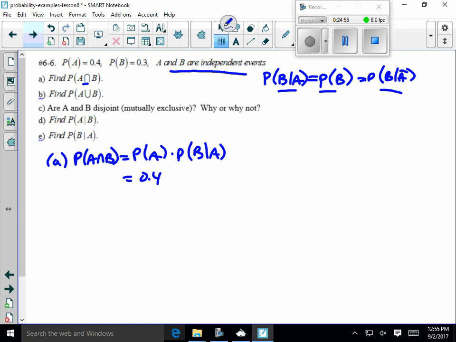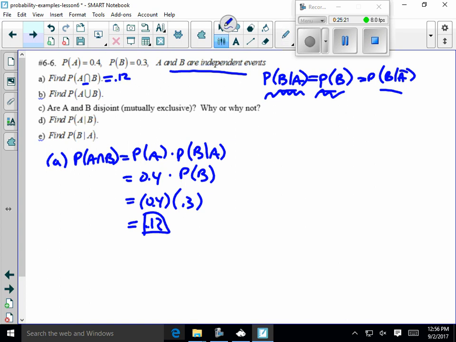And that means I get to replace this probability of B given A with just a simpler probability of B. This is just going to be the probability of B, period. And they did give me that, right? This is 0.4, and this one is 0.3, so it'd be 0.4 times 0.3, and that turns out to be 0.12. So that's the first thing. The probability of A and B is 0.12. Okay, I'm going to go ahead and write this up here, 0.12, and then I'm going to erase this so we can look at the rest of the problems.